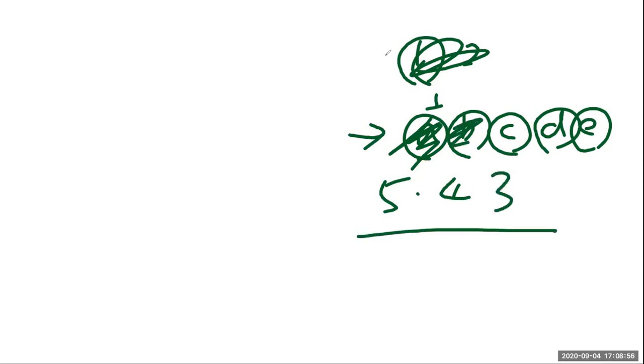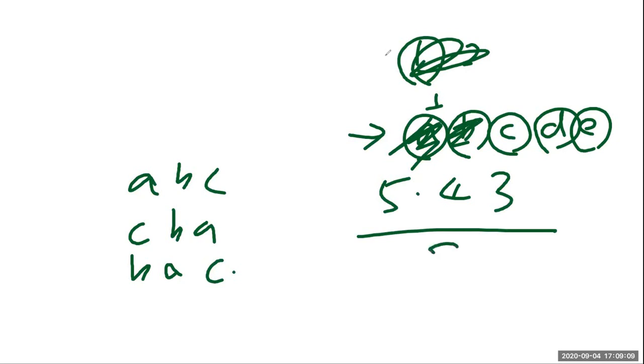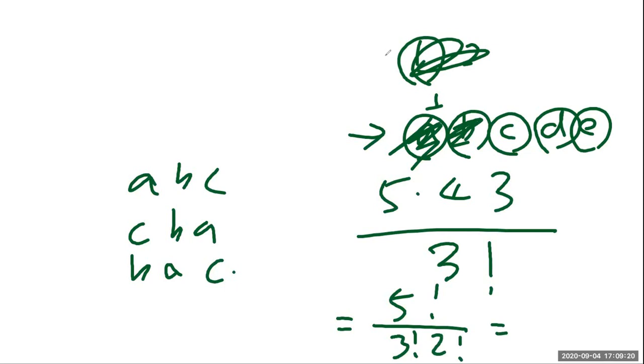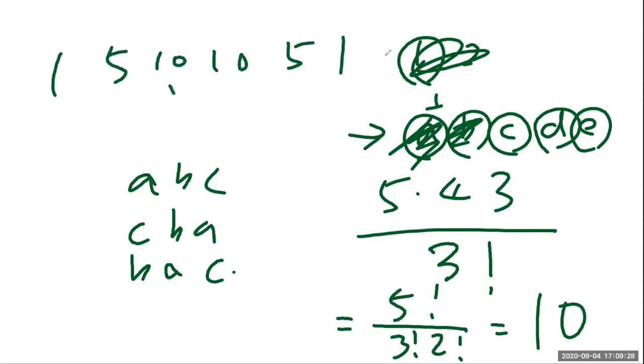Right? But once I pick A, B, C, or C, B, A, or B, A, C, it doesn't matter. So I'm going to divide this by what? By the 3-ball permutations, so divided by 3 factorial. Is that okay? So this number is actually 5 factorial divided by 3 factorial divided by 2 factorial. So picking 3 balls is also 10. Is it 1, 5, 10, 10, 5, 1? So picking 2 balls and picking 3 balls give the same number. Is that okay?